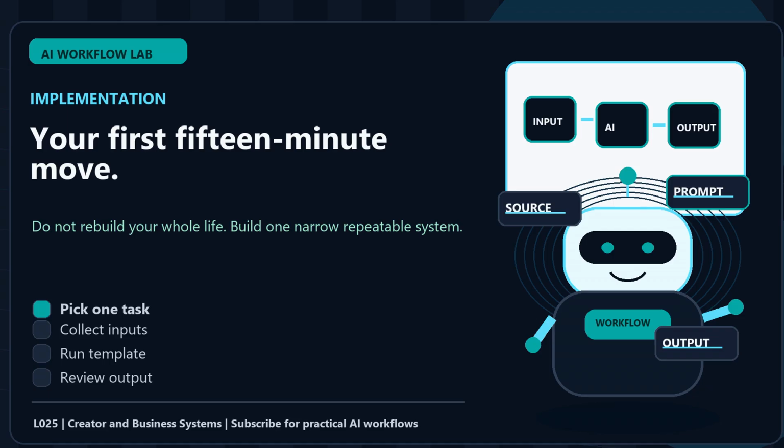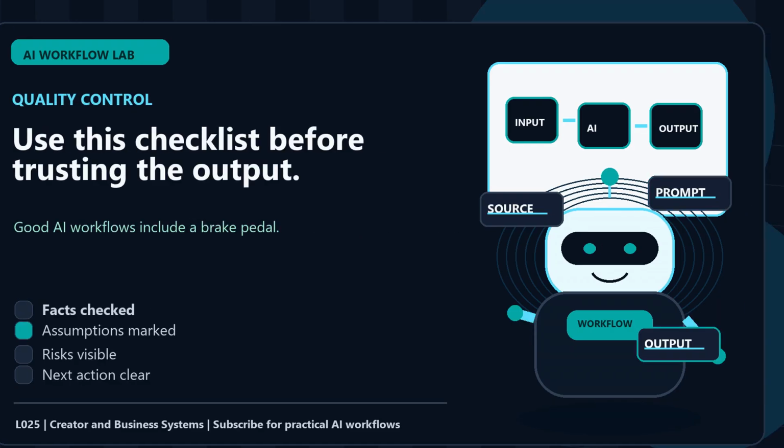Run the workflow once. Review it. Fix one rule. Run it again. That is enough for day 1. The goal is not to build a giant system immediately. The goal is to prove that one narrow workflow can create a reliable before and after.